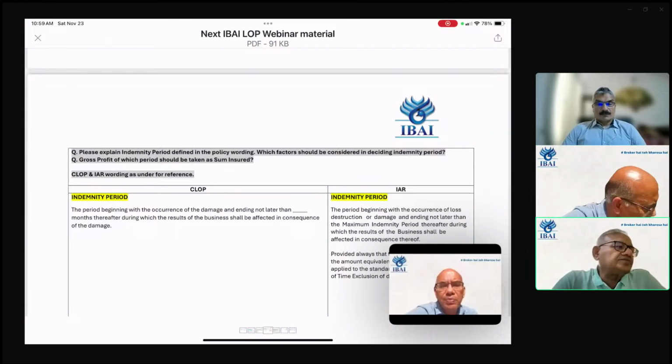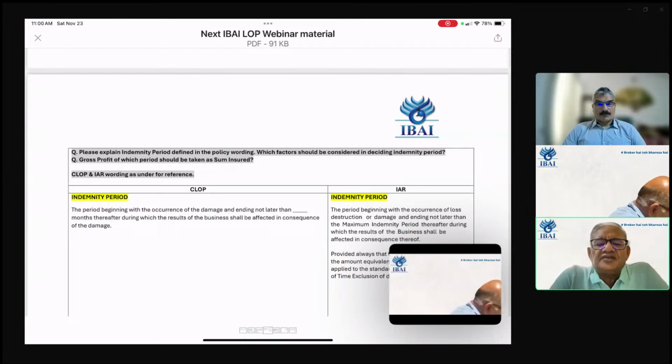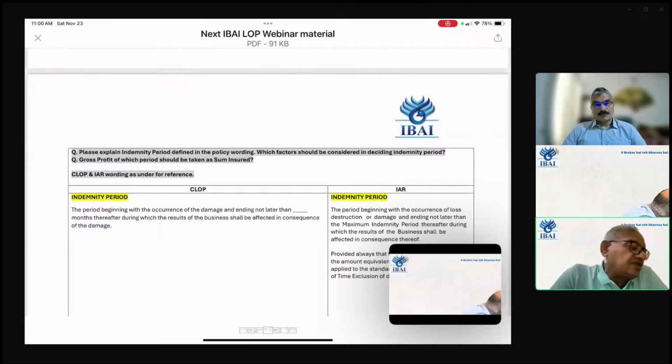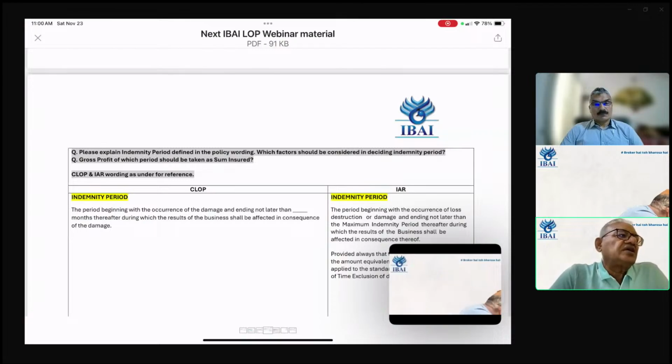Yes. Beautiful observations from both of you on this. The results of business shall be affected in consequence of the damage, which is directly related with the damage. Both of you have highlighted your points of view, which are relevant. But one thing is very clear: it is not directly limited to the reinstatement of physical construction under material damage sections.